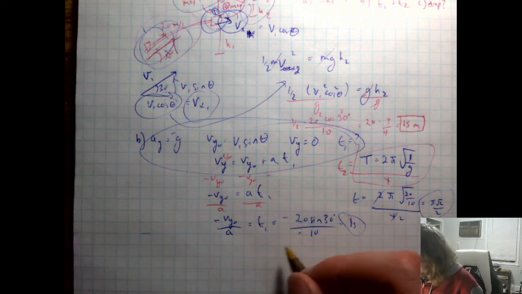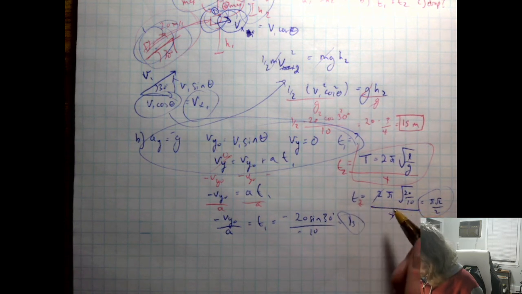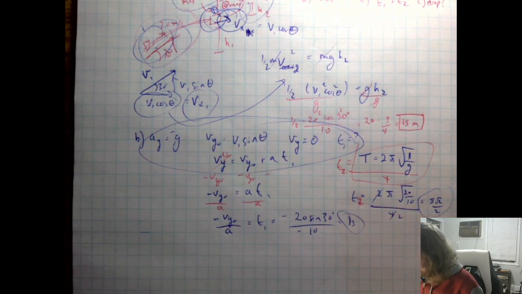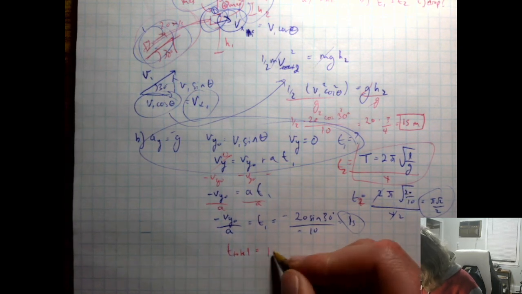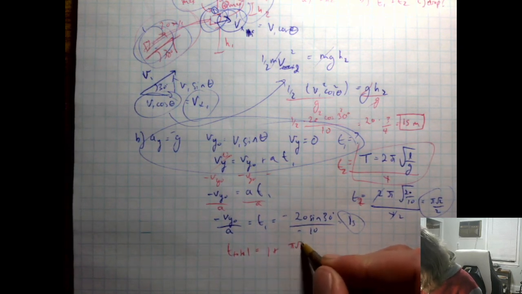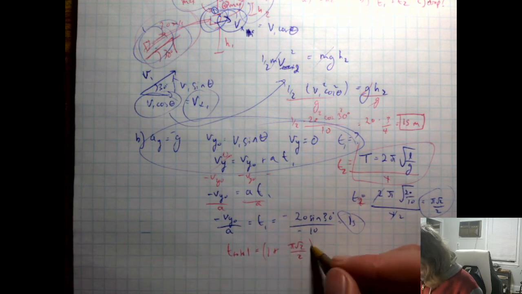So taking those two and putting them together for time 1 and time 2, what we'll wind up with is that our total time will be equal to 1 plus pi root 2 over 2 seconds.